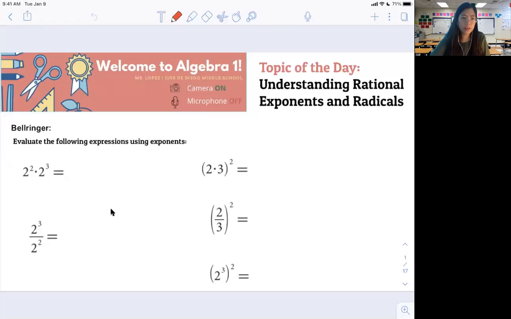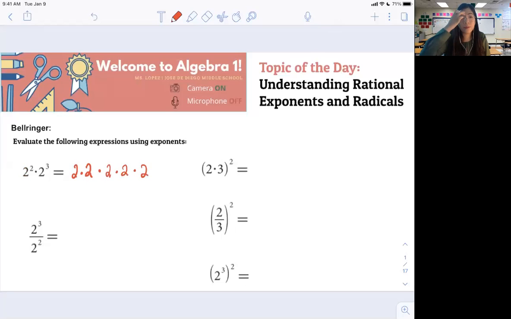Base number. So my base number is 2, and I'm multiplying it by itself 2 times. So this is the same as 2 times 2. But then I'm multiplying it by 2 to the power of 3. So how many more times am I multiplying it? 3 more times. So it's 2 times 2 times 2 times 2 times 2.